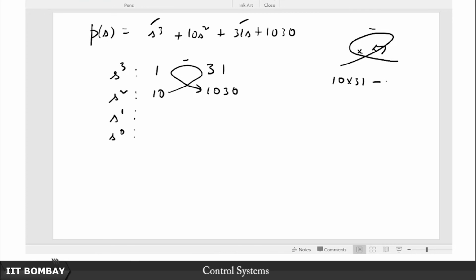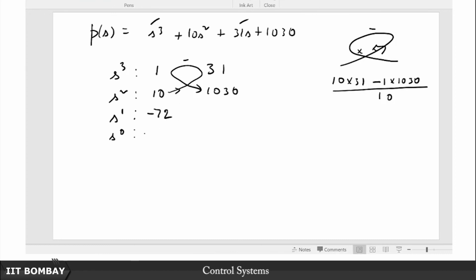So 10 into 31 minus 1 into 1030, divided by 10. So you have to divide by 10. Okay. In fact, we'll later see that for a Routh array, if you scale up a particular row by a constant factor, it really doesn't matter. Okay. You can take that as an exercise to check why it doesn't matter based on the arguments we presented. Okay. So what does it give us? It gives us 31 minus 103, that's minus 72.